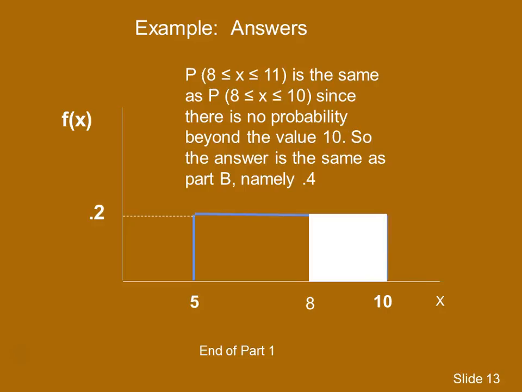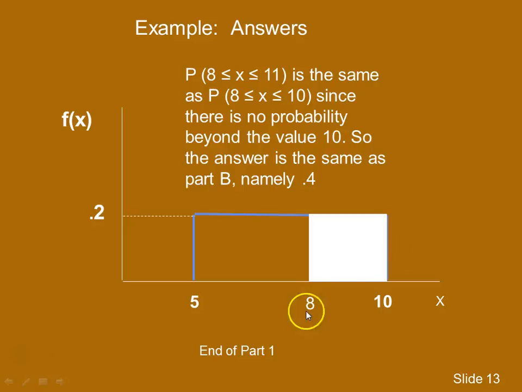That's really all there is to a uniform distribution. Just remember, if a problem tells you that it's uniformly distributed, it just looks like a rectangle. You can figure out f of x from the formula 1 over b minus a, and then you can figure out probabilities by just taking height times base.